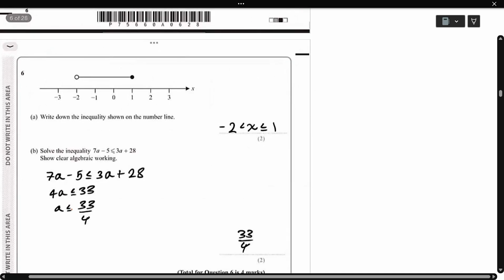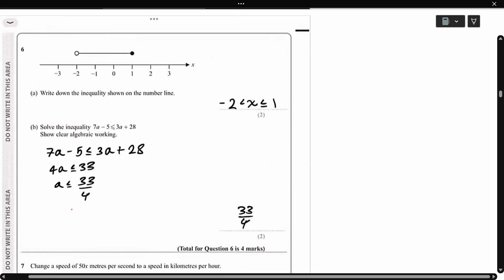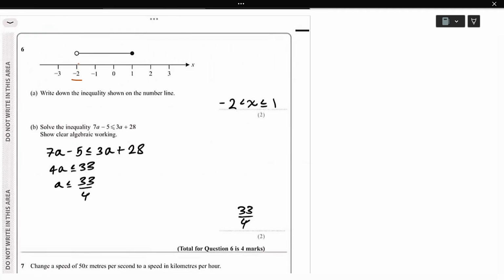Okay, so the next question is an inequality question. Write down the inequality shown on the number line. Here -2 is not included, so only less than. So -2 is less than x. Then here 1 is included, so less than or equal to 1. So that's the correct answer.